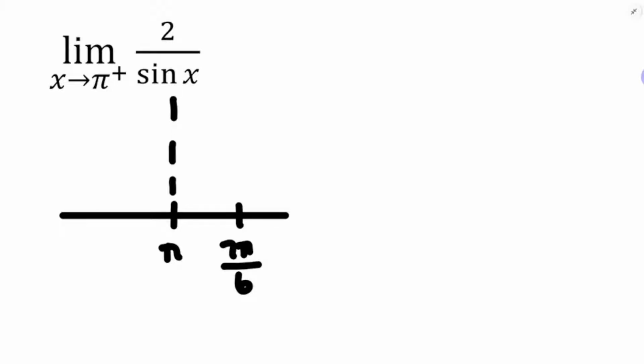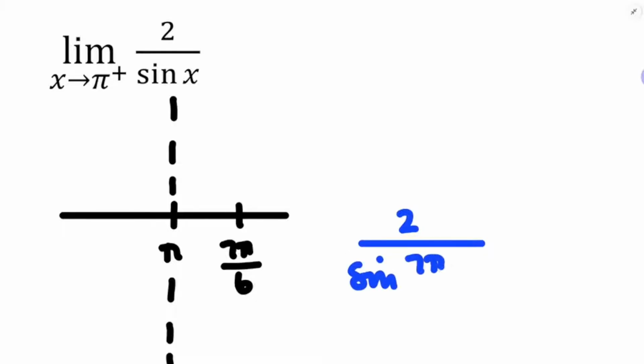Up to you, though, depending on how we're going to draw a unit circle diagram either way, so I don't think you can necessarily go wrong. 2 divided by sine of 7 pi over 6.